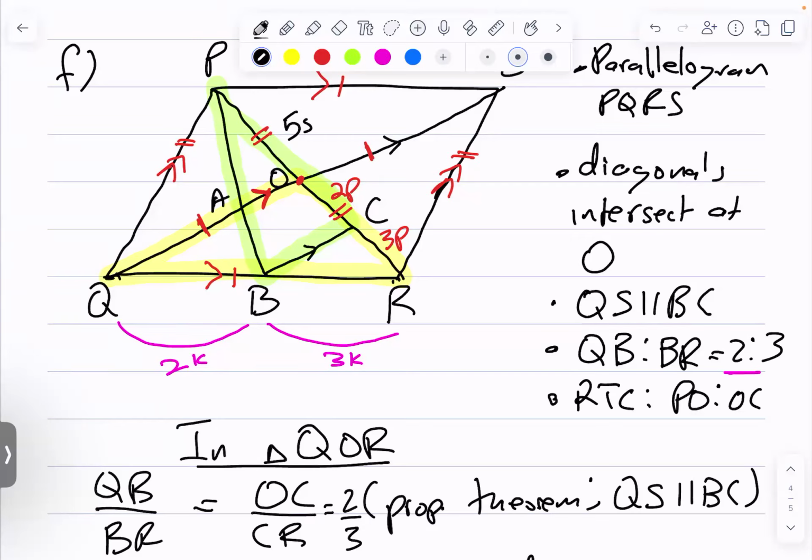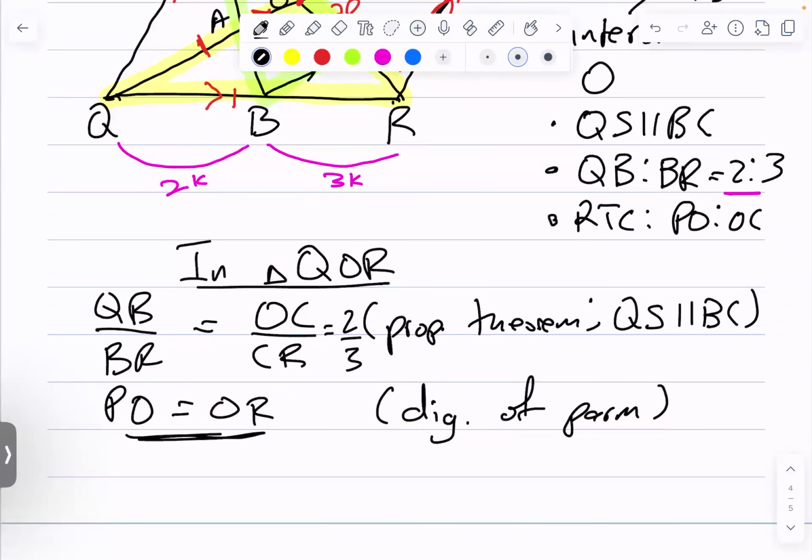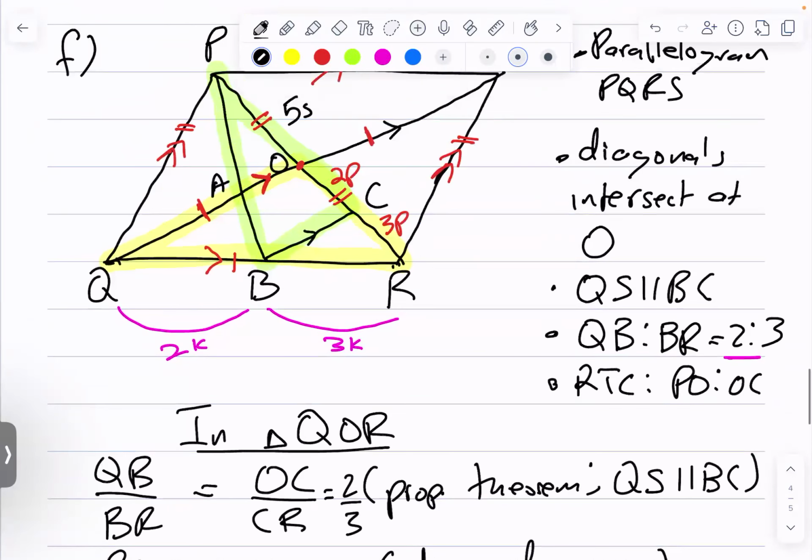You can equate OC and OC plus CR to 5S. Why? Because diagonals are equal. Yeah, but we did do that. We did do that. No, my bad.